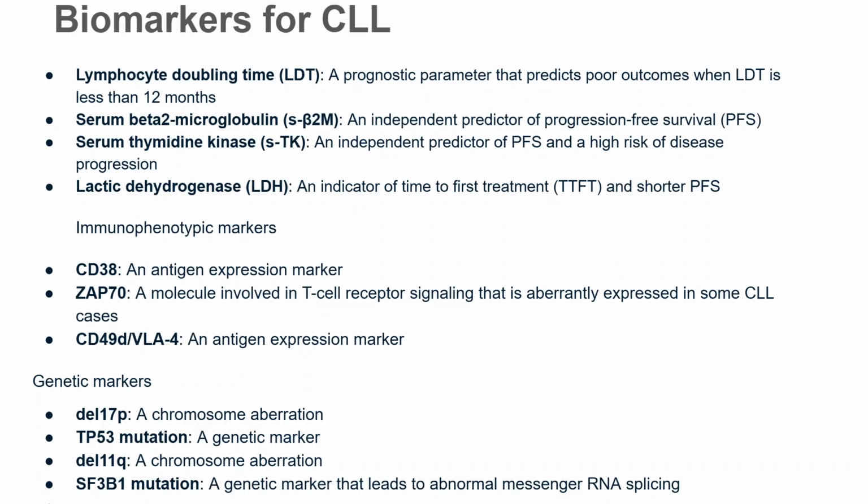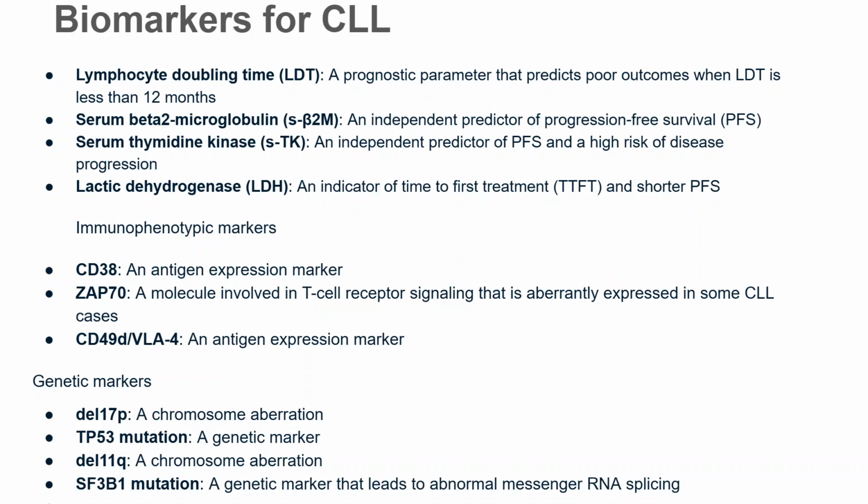Biomarkers, there are many biomarkers which are often studied. Again, most of the times they are not really used in regular practice, but the standard biomarkers for diagnosing lymphocytic leukemia are either LDT, that's lymphocyte doubling time, or serum beta-2 microglobulin, serum thymidine kinase or STK, and lactate dehydrogenase, LDH.